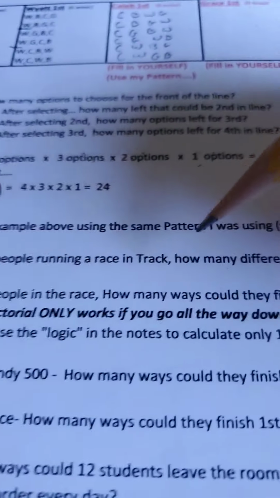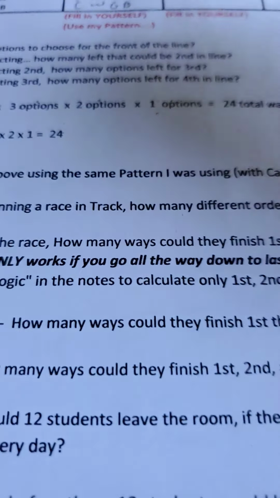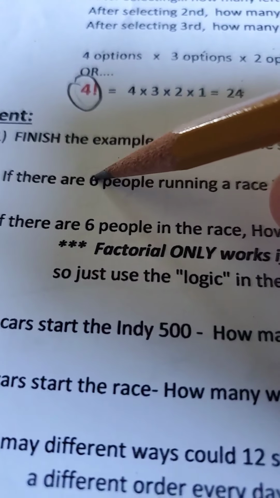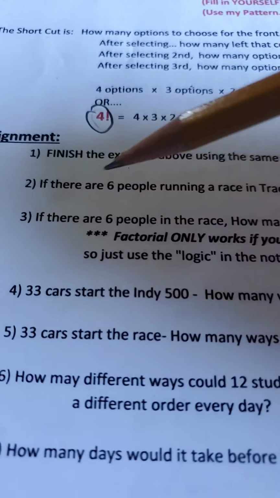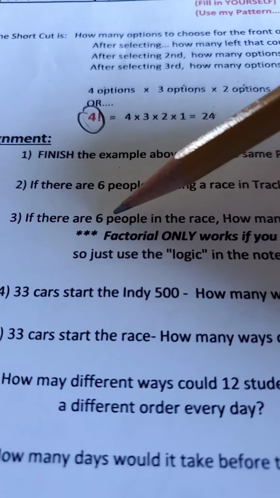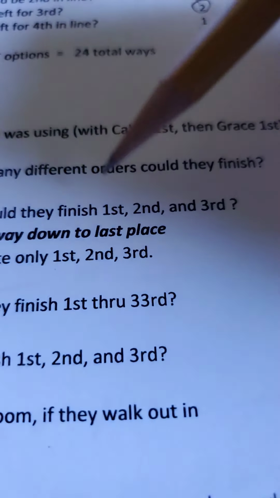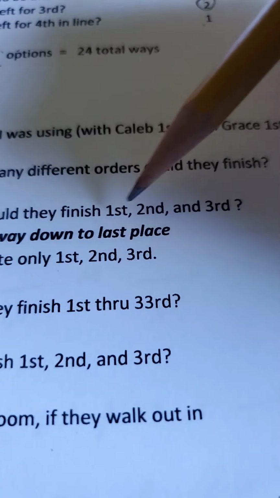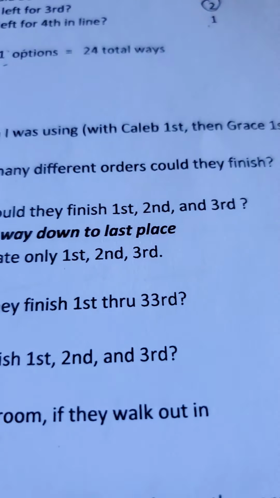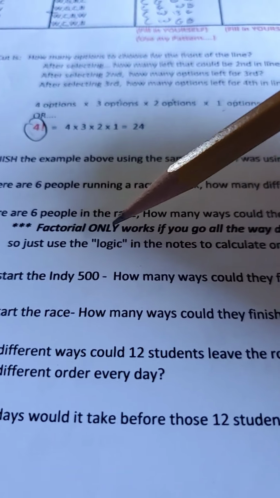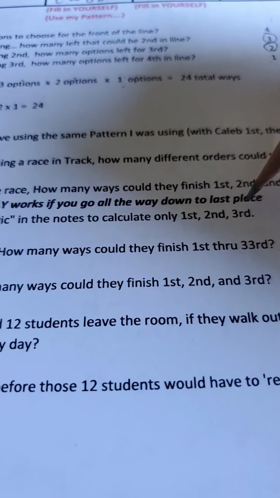If there are 6 people running a race, how many different ways could they finish? If we want all the way to last place, then you could use the factorial button for the 6. However, in the second example, I want to know if there are 6 people starting the race, how many different ways could you finish first, second, third? Let's say you're giving out ribbons in a track meet. How many different ways could you do a first place, second place, and third place ribbon? We don't care about 4th, 5th, and 6th. Okay? Factorial only works when you go all the way down to last place.